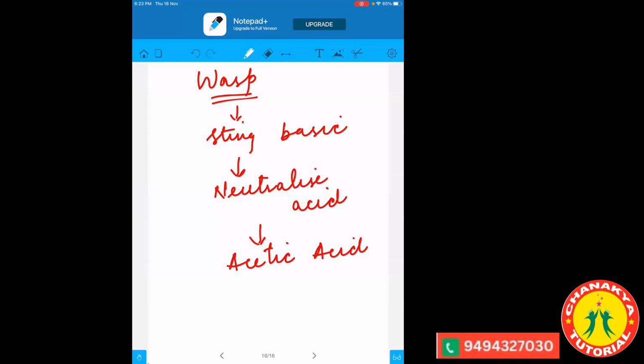Whereas the ant contains formic acid in its sting, and for that we need to add a base, that is sodium bicarbonate or zinc carbonate, which is calamine solution. Whereas for the wasp, we need to add the acid to it, since the sting is basic in nature. So vinegar, the other name of the acetic acid, can be added to it. So that is how it works.